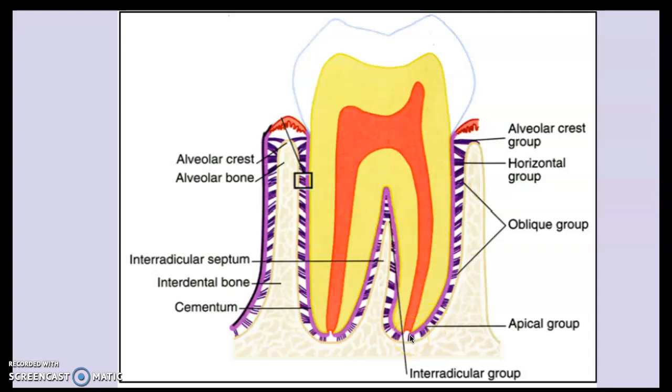If it's not multi-rooted, apical group is where you stop. That's by the apices. If the tooth is multi-rooted, has a crotch area, has furcation, that's the interradicular group, which is right above that interradicular septum, and it doesn't attach to bone.